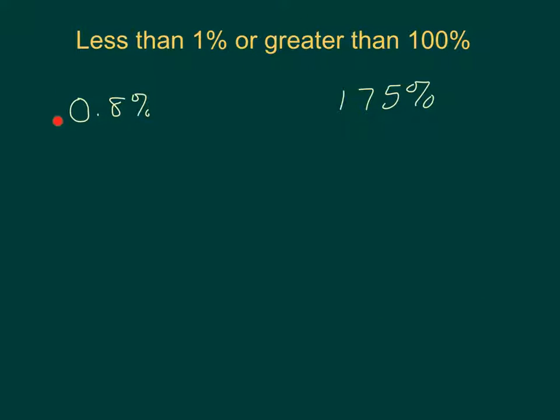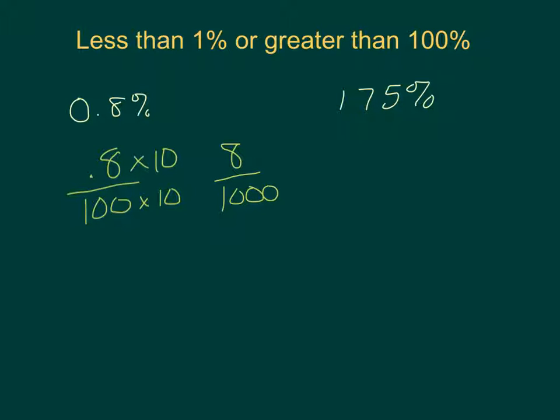Here I'm dealing with a percent that's less than 1%. So to do that, I'm going to go and do it the same way that I just did it before. So I'm going to put this 8/10 percent would mean per 100. And now, just like I did before, I don't want to have a decimal in there. So if I were to times 8/10 by 10, I would get 8. And I know that if I do that to the numerator, I have to do that to the denominator. So I get 8/1000.